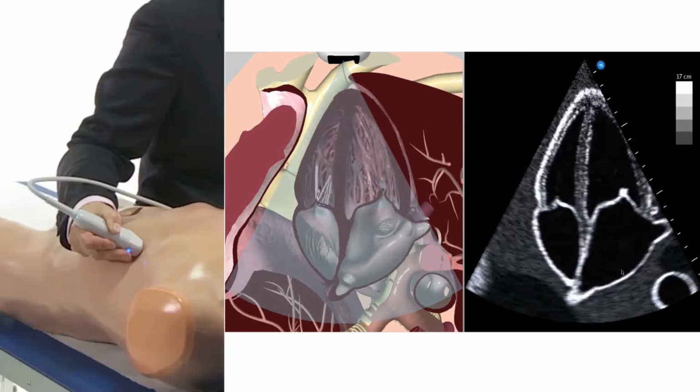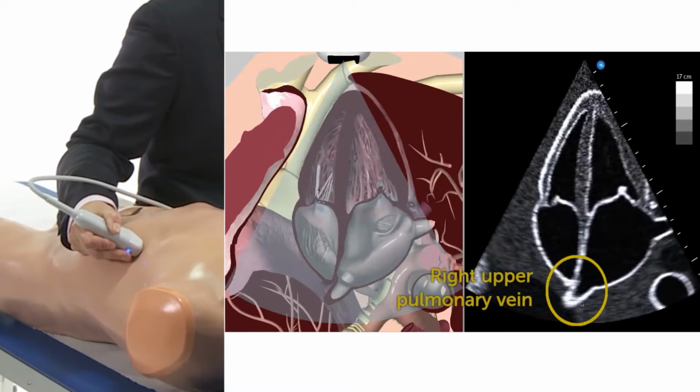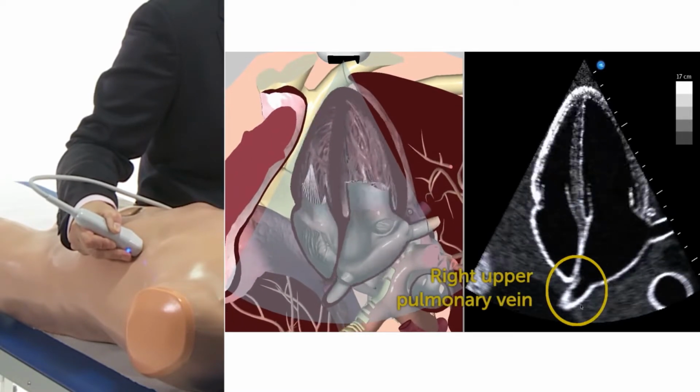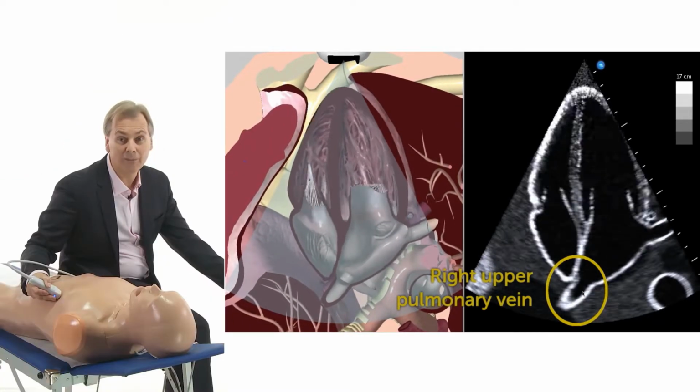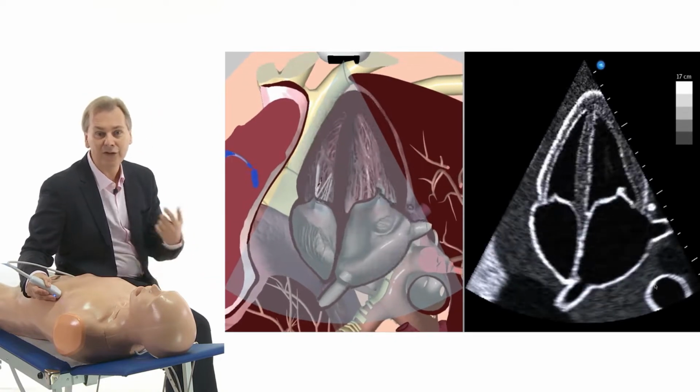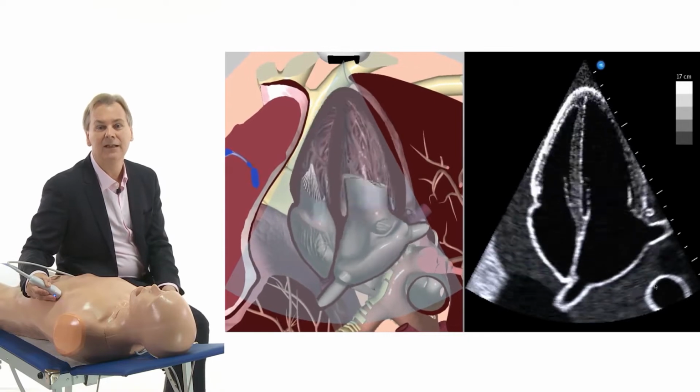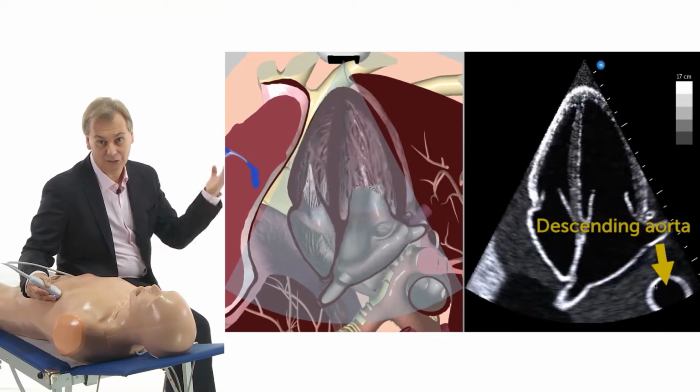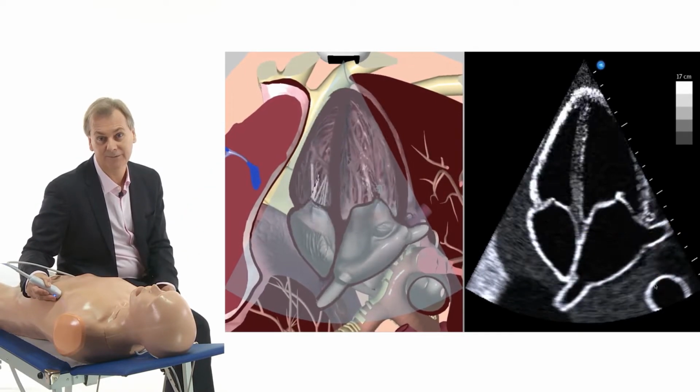Then we have a second pulmonic vein that enters the left atrium here from the top right. This is the right upper pulmonic vein. And then finally, outside the heart, very close to the left atrium, we would see the aorta, which is hit orthogonally. This is the descending aorta.